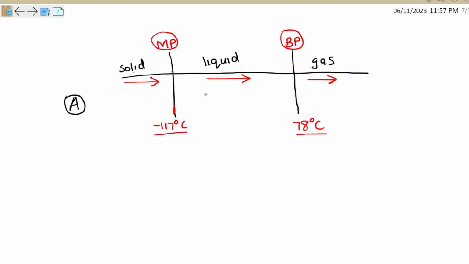So where is 100 Celsius degrees in this temperature? If you do a number line here, 0 must be somewhere here.